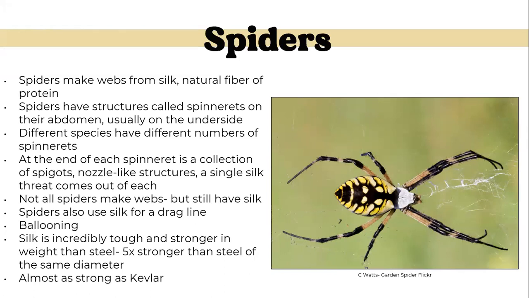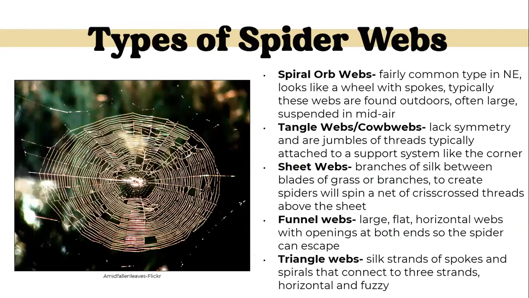Also, spider silk is incredibly strong and tough. So the same weight in steel, spider thread or silk is going to be about 5 times stronger than steel of the same diameter. So it's very strong, hard material, and is almost as strong as Kevlar, which is what they use to protect themselves, or people, sorry.